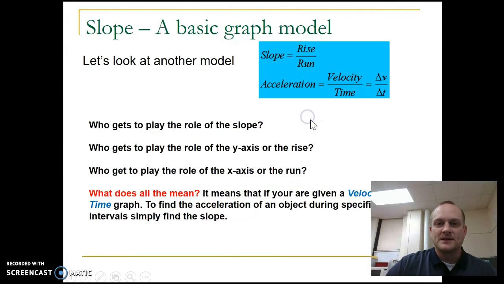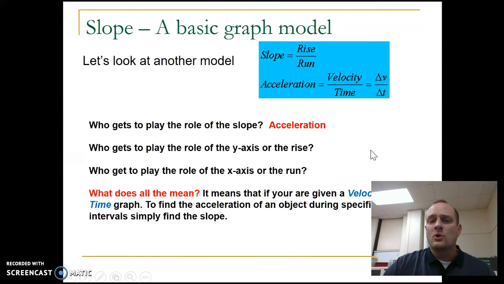Let's look at another model, right? In this case, slope again is rise over run. We know acceleration is a change in velocity over time. Well, again, this looks a lot like slope, right? It looks like a rise divided by a run. In this case, who gets to play the slope? Well, it's going to be the acceleration.